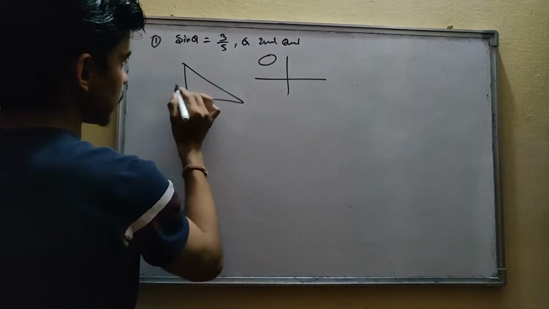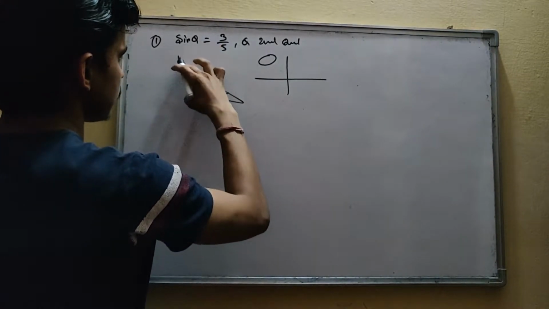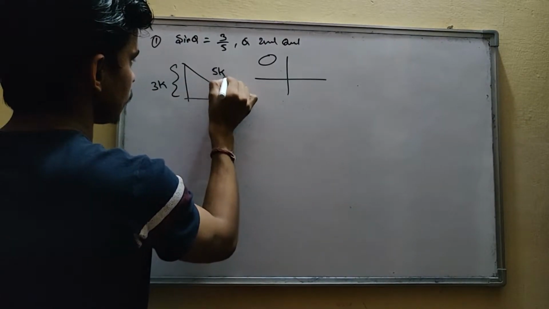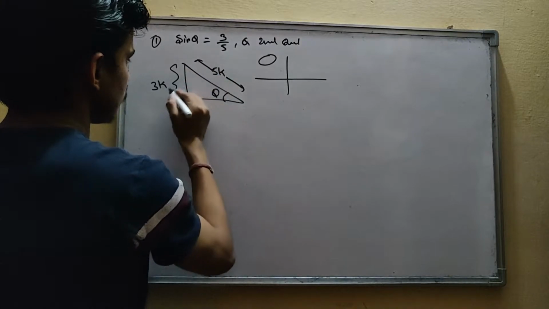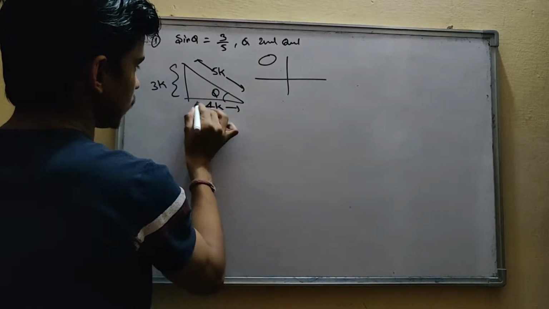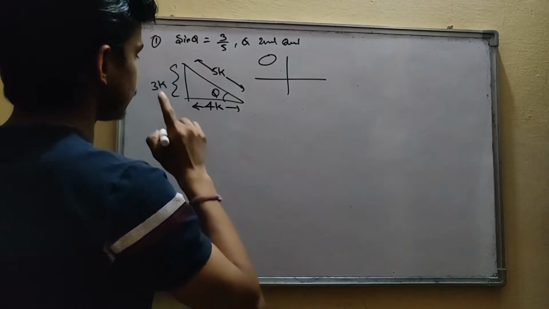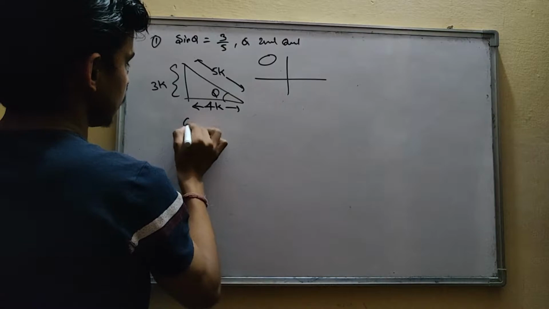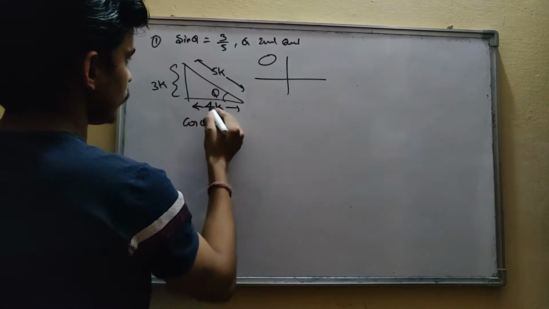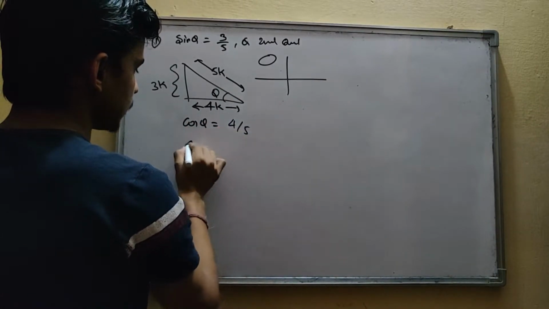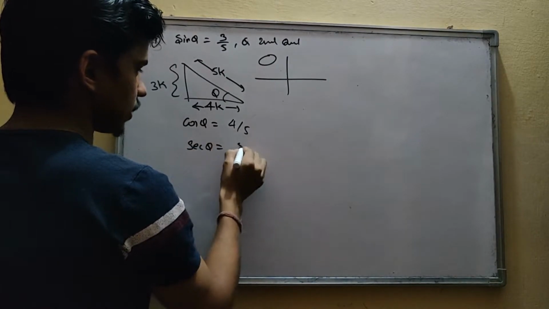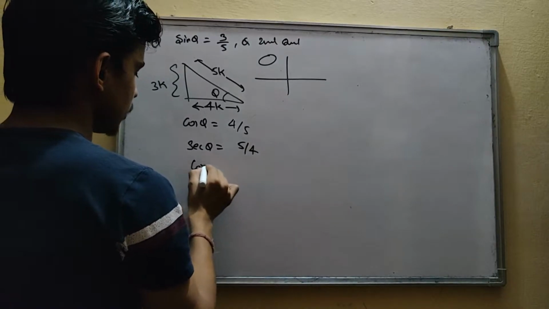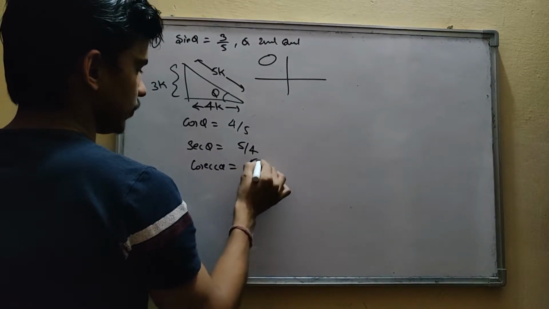And one more thing, if sine theta, let's say this is theta. Sine theta means perpendicular upon hypotenuse. So perpendicular is going to be 3k and the hypotenuse is going to be 5k. By using Pythagoras you are going to get the base as 4k. Now apply cos theta. Cos theta is going to be 4k upon 5k, so 4 upon 5. The reciprocal of cos theta is sec theta, which is going to be 5 by 4. The reciprocal of sin theta is cosec theta, which is going to be 5 upon 3.